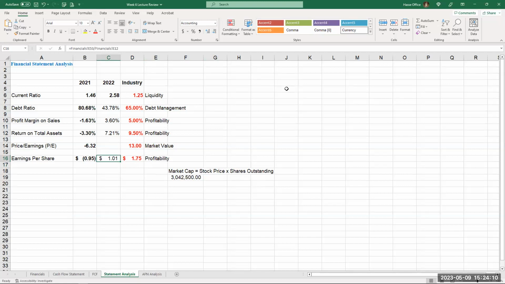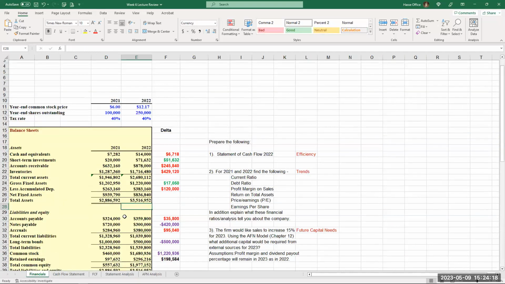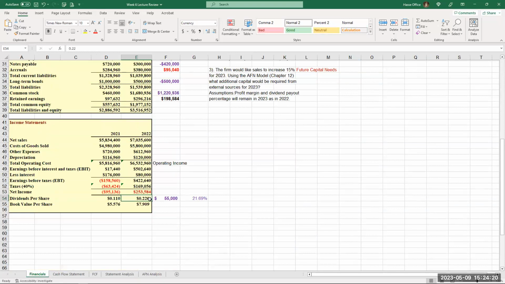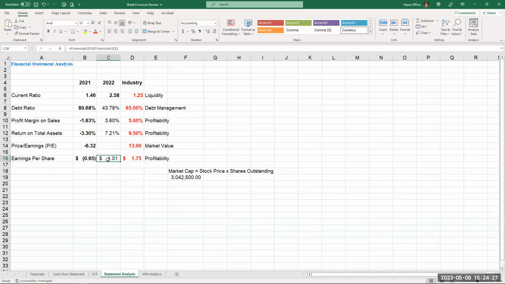Last year, they lost 95 cents a share. This year, they made $1.01 a share. And of that $1.01, as we found out earlier, they paid a dividend of 22 cents. So they retained the difference between $1.01 and the 22 cents dividend. That's how much they retained. But this is their earnings per share, a very popular way of showing earnings.